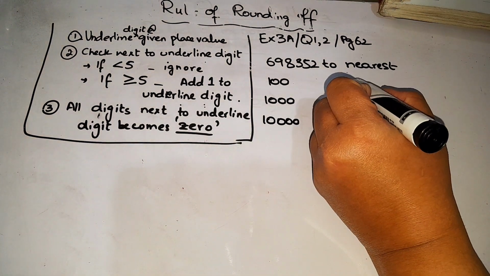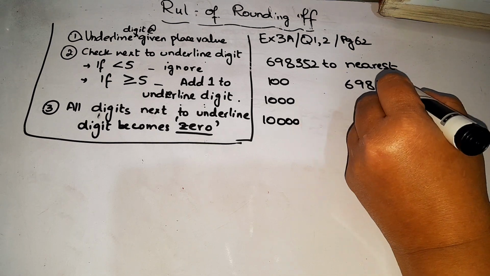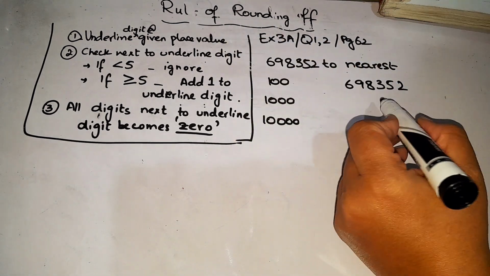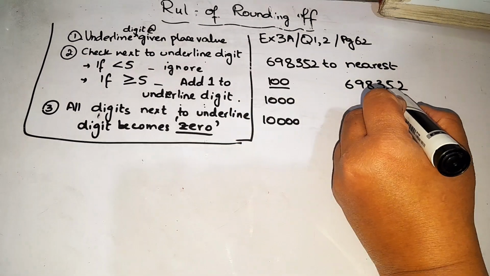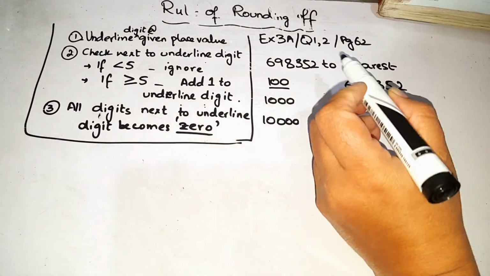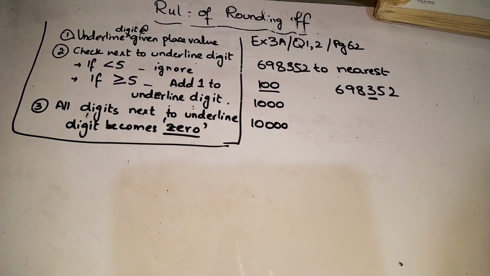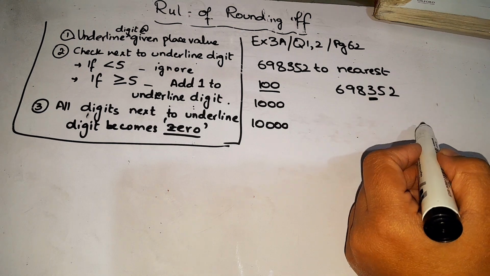All right. So for nearest 100, I'm writing the number again. First step is underline the digit at the given place value. The place value is 100. So I will be underlining the digit at 100's place value. So this is the first step of my rules.